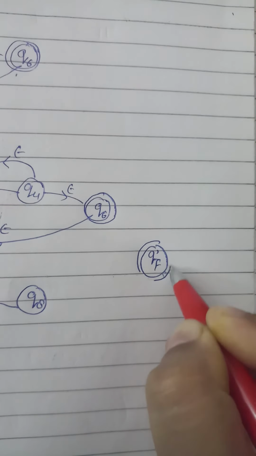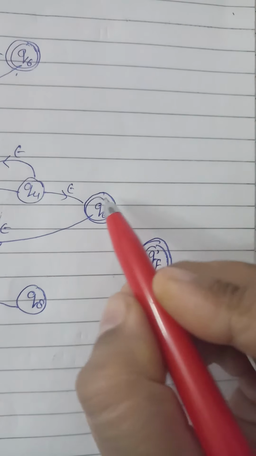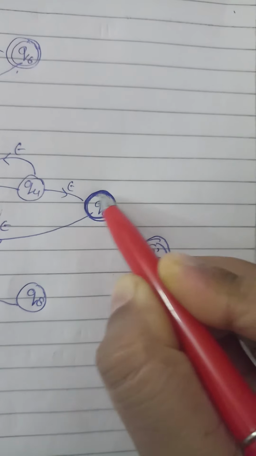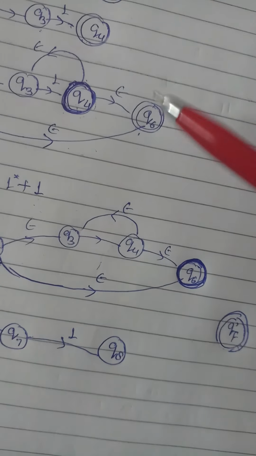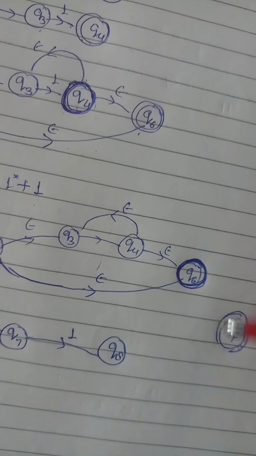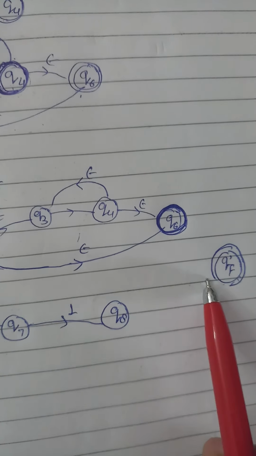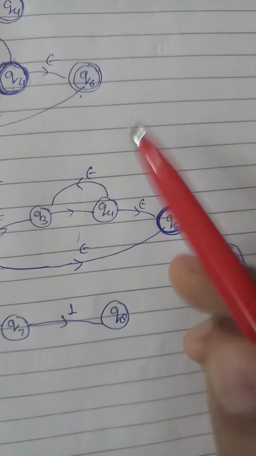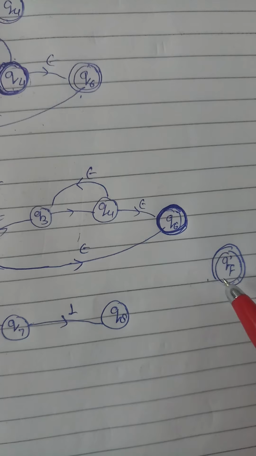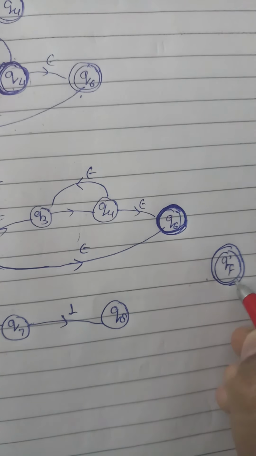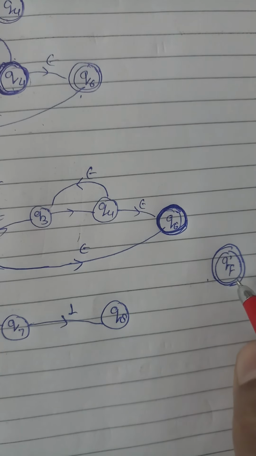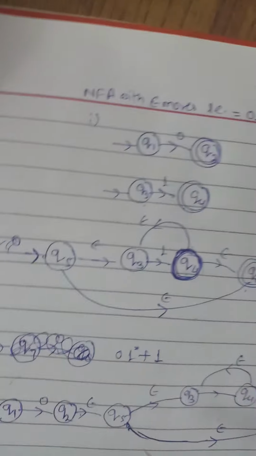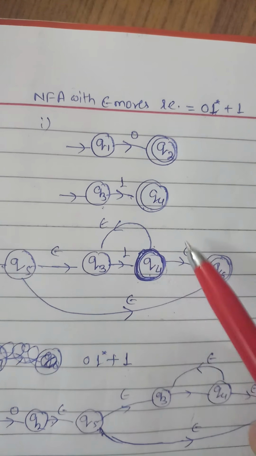Now this will be the final state, and this will not be the final state, because now we are heading to the final state. So this will be Q6 only. Initially I went step by step, that's why I made it final, but in the end this will be the only final state. To understand the logic, I made it initially final, but the final state will be at the end of the steps.